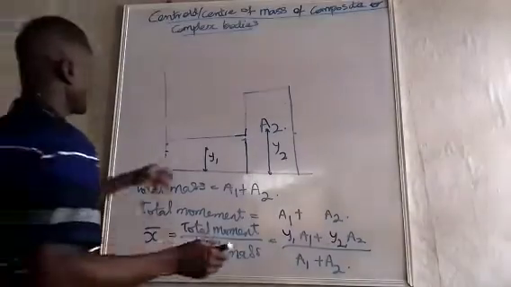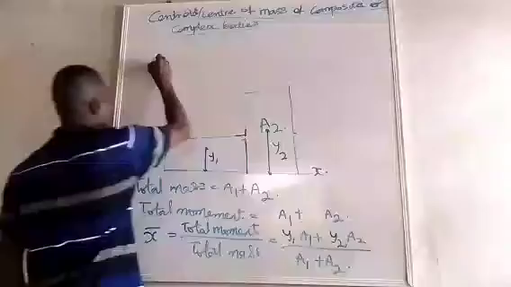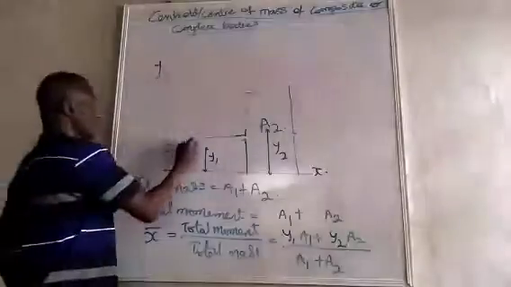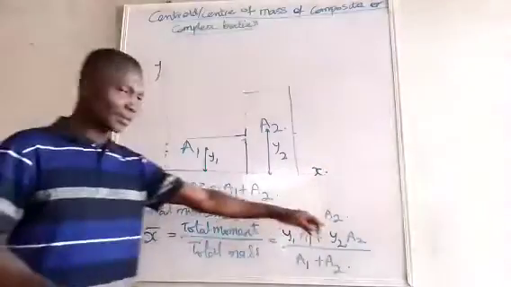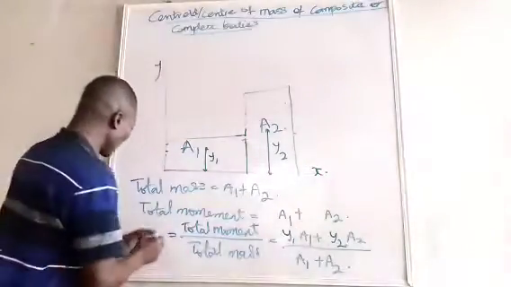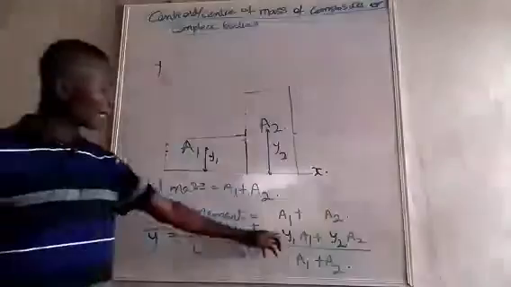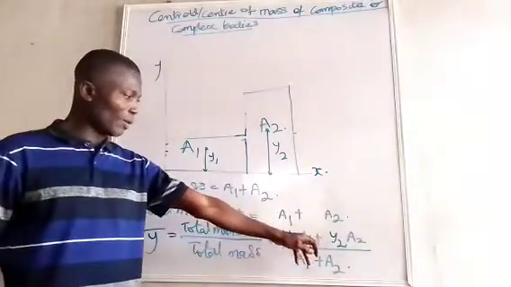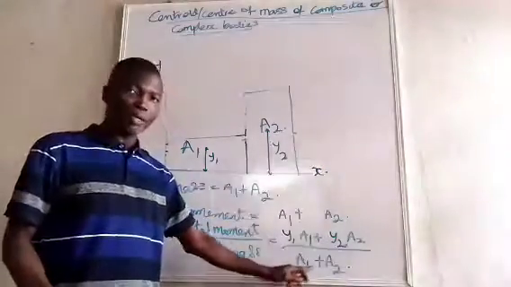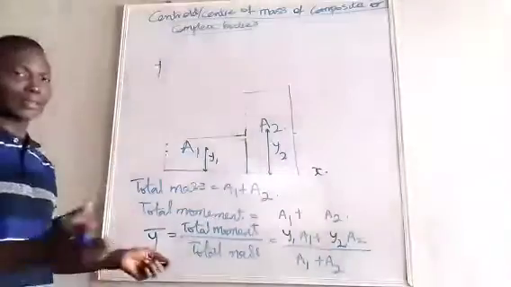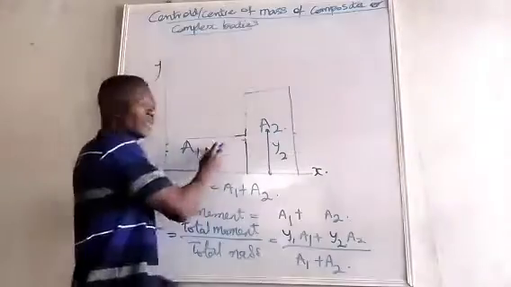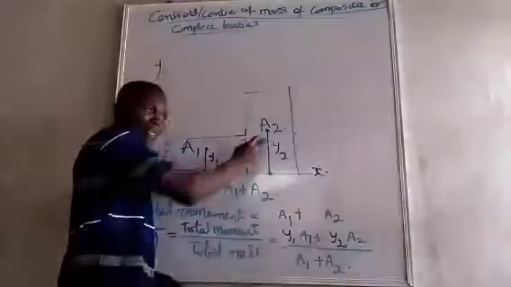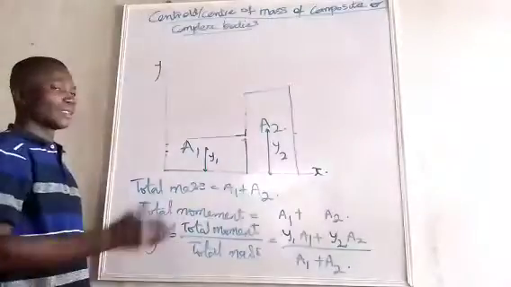So now, look at it. When I want to take the moment about the x-axis, we have Y1 A1, Y2 A2. So at the end of the day, the mass still remains the same. Oh, I think I changed it now. So at the end, you are going to have Y1 A1 plus Y2 A2 over A1 plus A2. So you can see, it is a very easy thing. The most important thing is you must have the basic knowledge of what the centroid of each shape is. That's the only way you can do it.